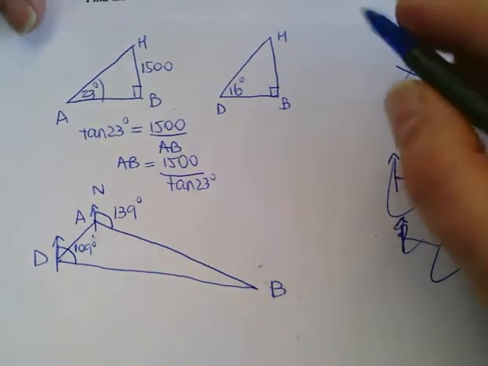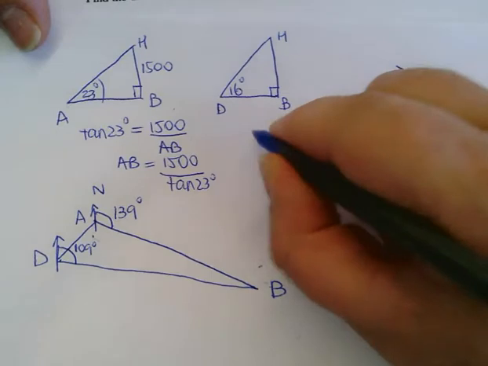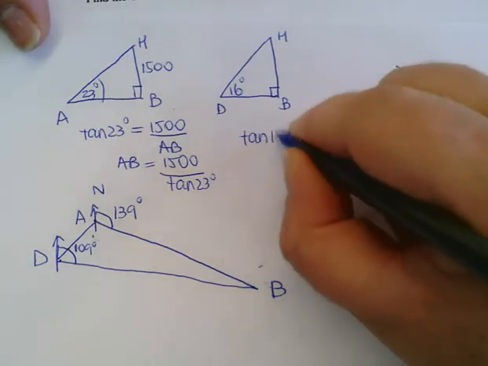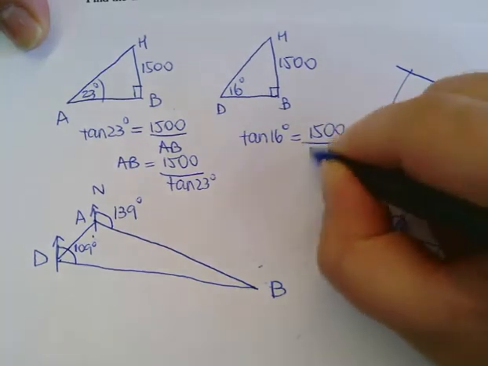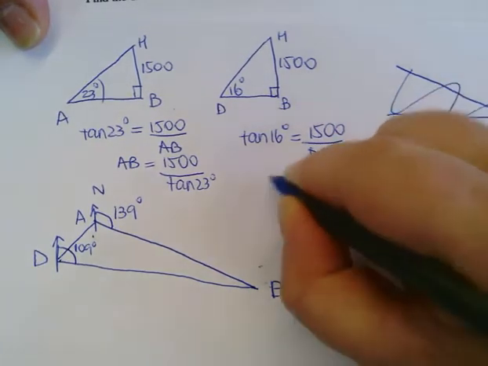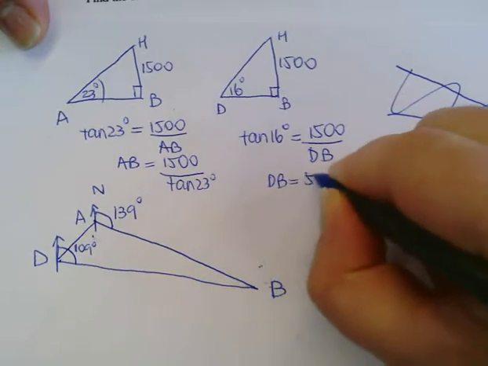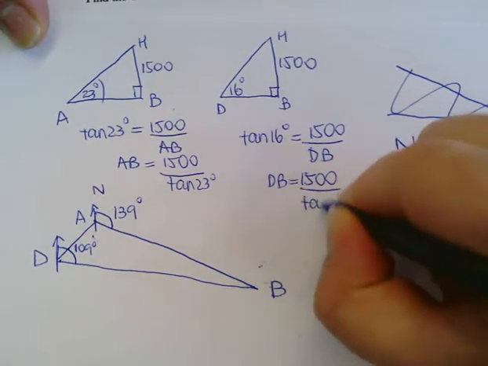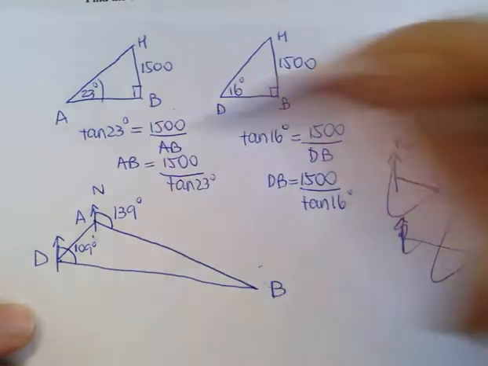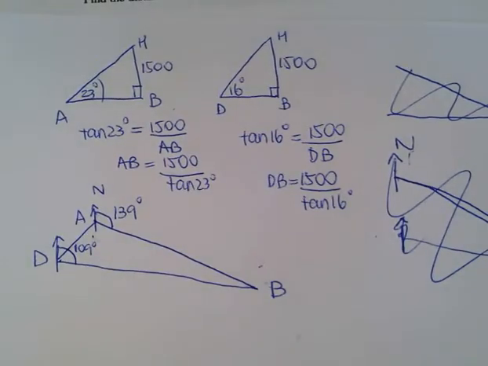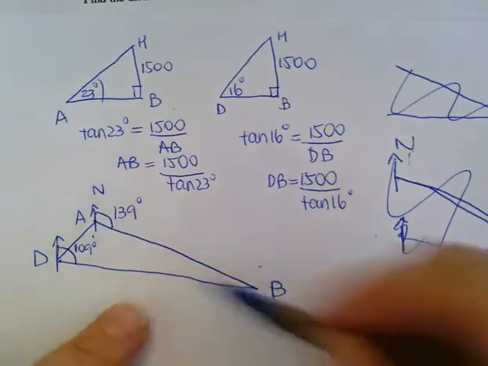Or you can write it as 1,500 cot 23. And tan of 16 degrees, again, is 1,500 over DB. So DB equals 1500 divided by the tan of 16 degrees. Okay, so we've used the two angle of elevation triangles to find expressions for lengths on the ground.